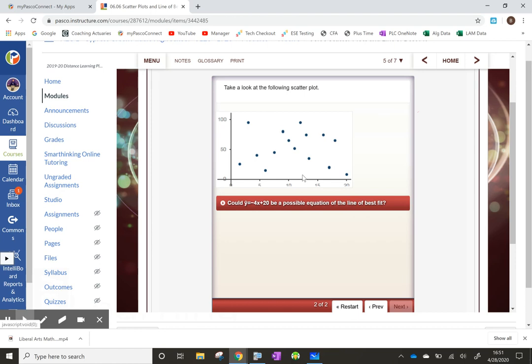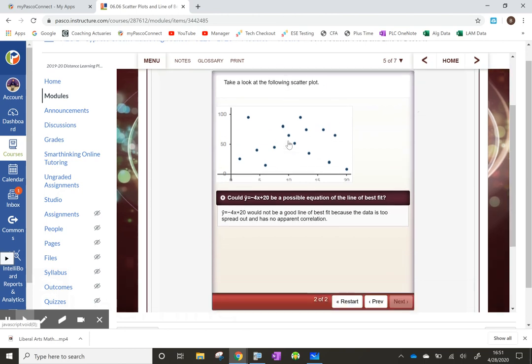All right, this one's tricky. This one doesn't really have a correlation. So whatever equation it gives me, I don't really know how accurate it could be, simply because I don't see a trend here. So this says it would not be a good line of best fit because clearly from the graph, it doesn't seem like there's much of a correlation there.